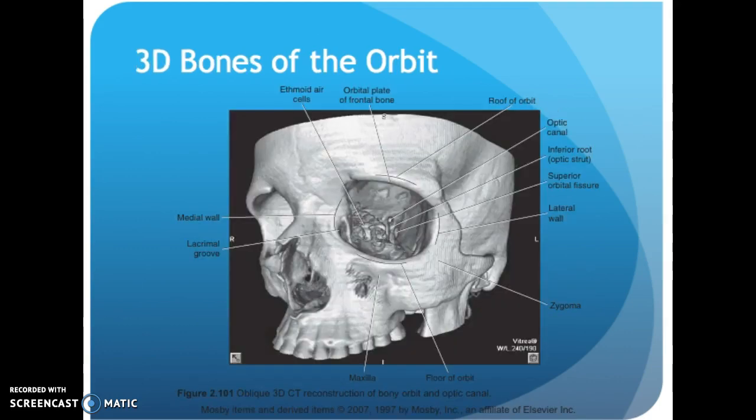So when we look at the 3D, the CT 3D, the main thing I want you to see here is the orbital plate of the frontal bone, which is also your roof of your orbit. This is your lateral wall, your floor of your orbit, and your medial wall. I think looking at a 3D CT, it's hard to see exactly what the bones are in the inner orbit, so I would not ask you on a CT 3D to label the orbital bones.